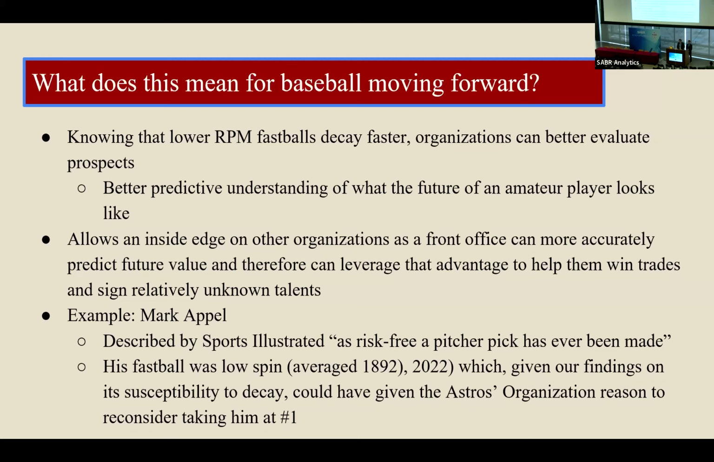When Appel eventually made it to the big leagues with the St. Louis Cardinals in 2022, Savant data shows that his fastball was low spin, averaging in the 1800s. Which, given our findings on its susceptibility to decay, could have given the Astros organization reason to reconsider taking him at #1. It's possible with this knowledge, the Astros may have instead taken a third baseman who went #2 in that draft, whose name is Chris Bryant.